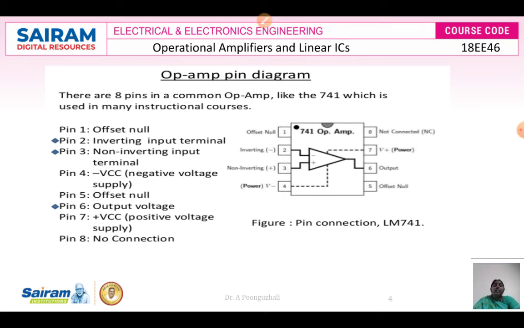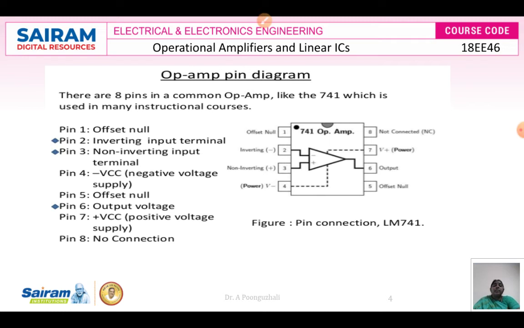But in practical conditions, my output voltage will not be 0. So by using these offset null pins, pin number 1 and 5, my output voltage is going to be made 0 by connecting a potentiometer between pin number 1 and 5. That is the purpose of offset null. The name itself tells it is offset null.